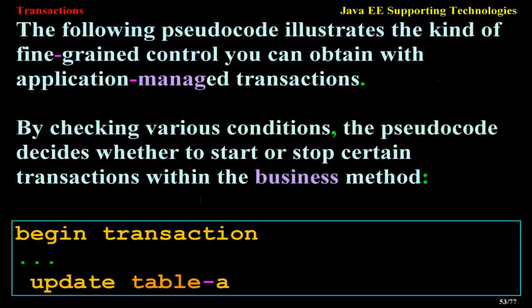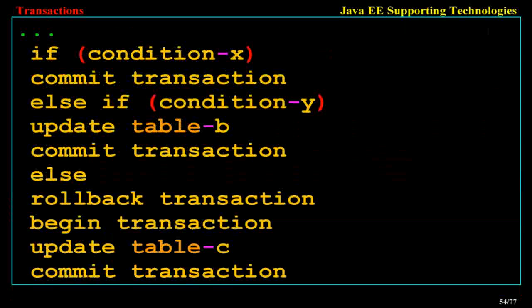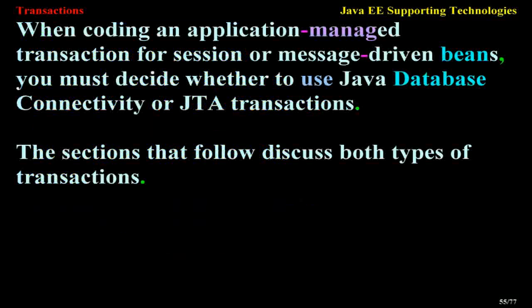The following pseudocode illustrates the kind of fine-grained control you can obtain with application-managed transactions. By checking various conditions, the pseudocode decides whether to start or stop certain transactions within the business method. Begin transaction. Update table A. If condition X, commit transaction. Else if condition Y, update table B, commit transaction. Else rollback transaction, begin transaction, update table C, commit transaction. When coding an application-managed transaction for session or message-driven beans, you must decide whether to use Java Database Connectivity or JTA transactions. The sections that follow discuss both types of transactions.